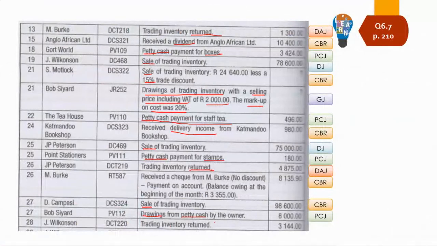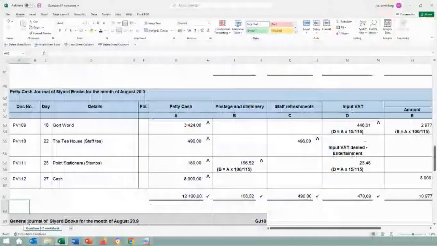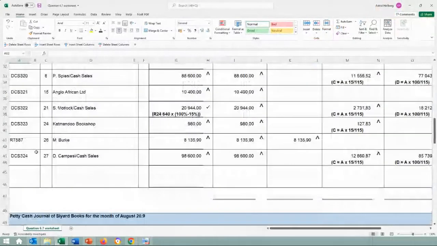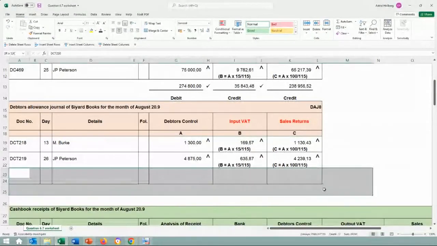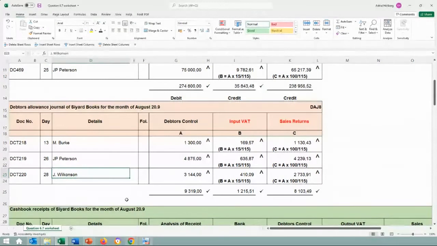Okay, then trading inventory was returned. So that goes to our DAJ for 3,144 Rand. So J Wilkinson, 3,144 Rand, and the input VAT in the sales return amount is calculated exactly the same as previously discussed.